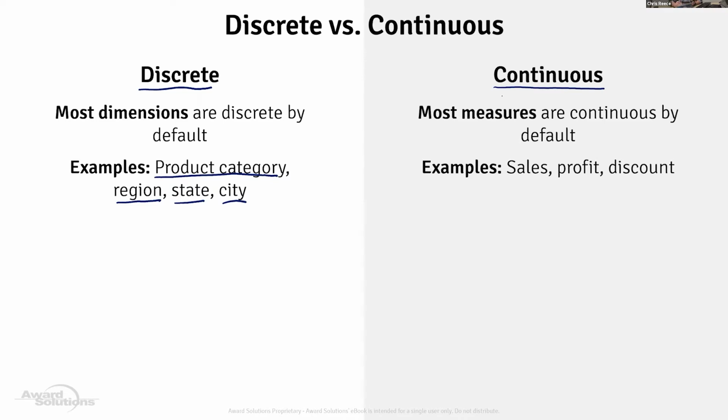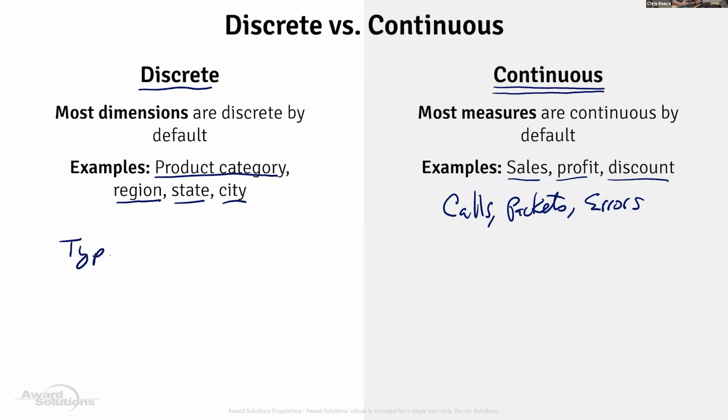When we're talking about continuous data, what we're saying is there is no finite set. It could really be anything. Things like sales, profit, discount. In our telecom space, that might be calls, packets, errors. The type of error is going to be discrete.